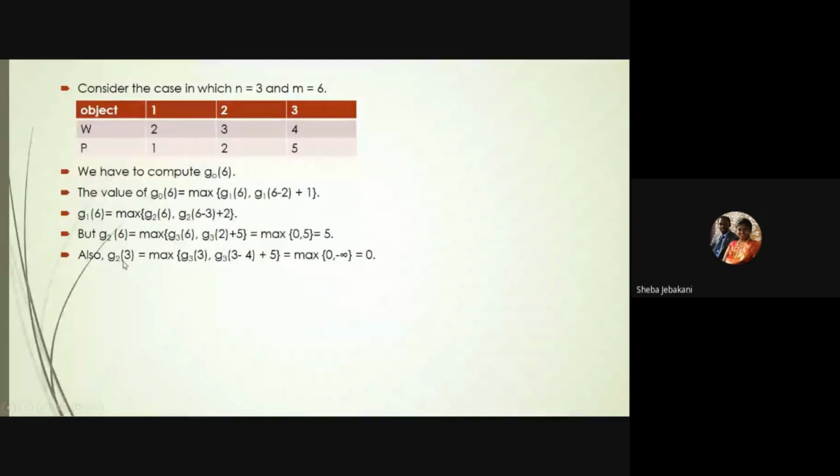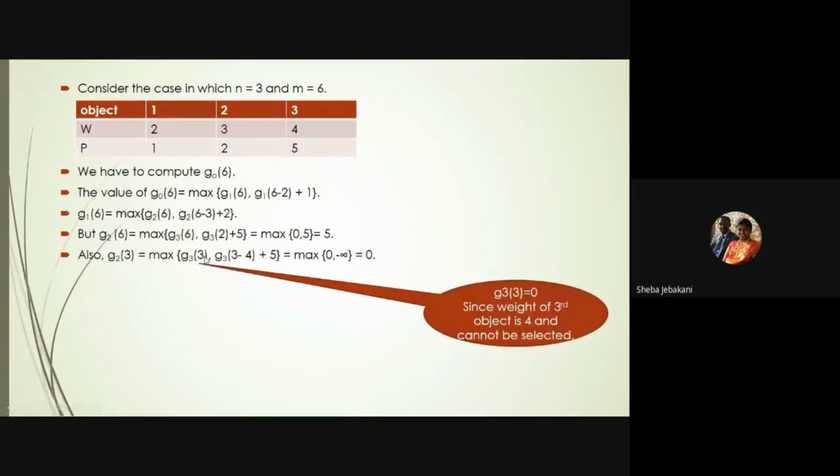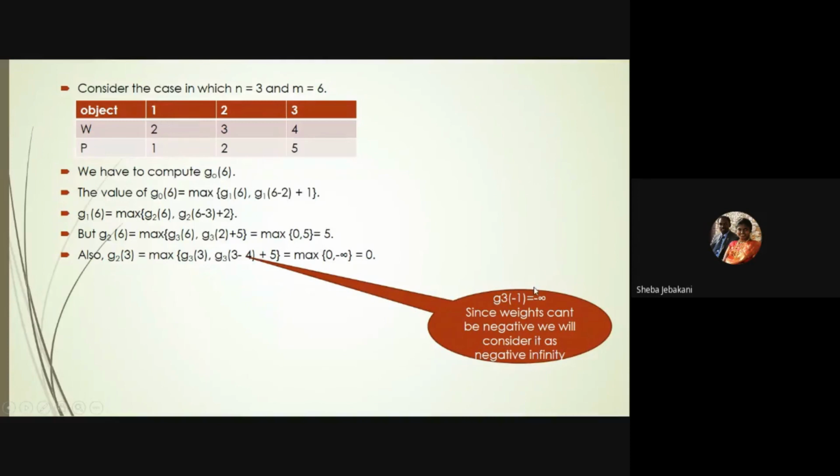Okay, so G2 of 3. Now the maximum for G2 of 3 will be G3 of 3 and selecting the third object. But if I'm selecting the third object, the problem is the weight is more than the available capacity. So G3 of 3, again, will be 0 because that means I have not selected any of the objects. And the weight of the next object is greater than whatever capacity is already there, so this basically becomes a negative value, and since weights cannot be negative, we have to consider it as minus infinity. And between 0 and minus infinity, the maximum value will be 0.